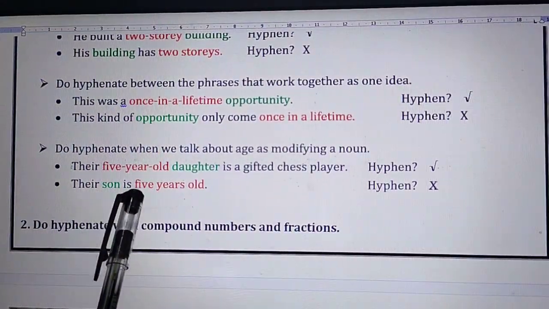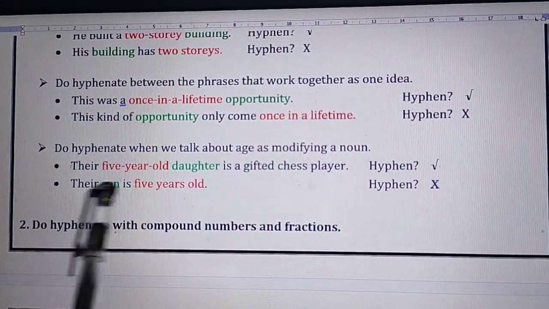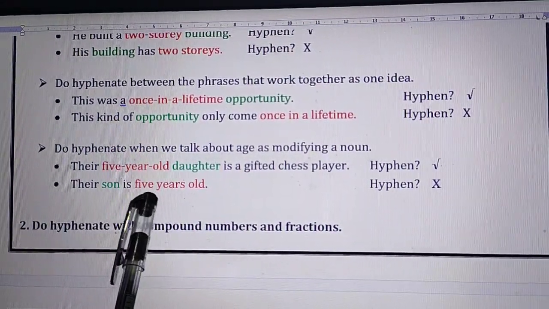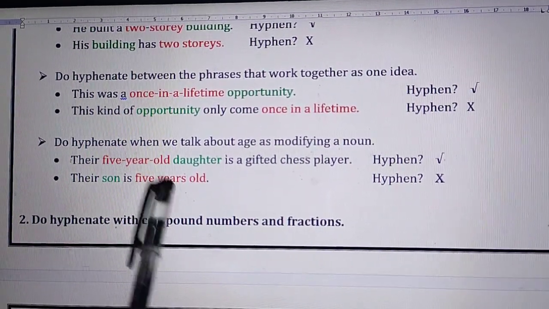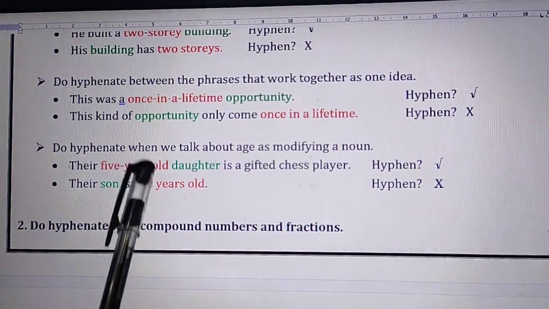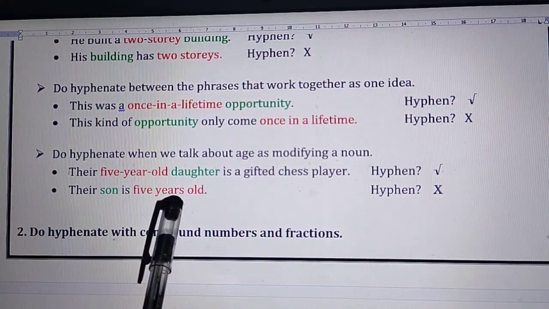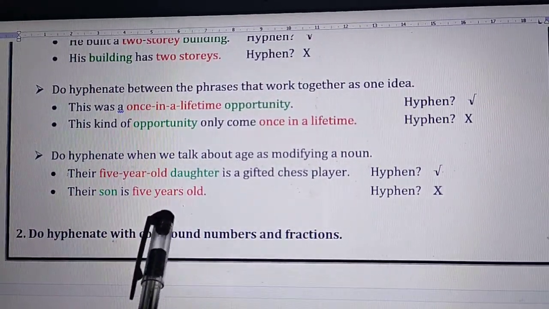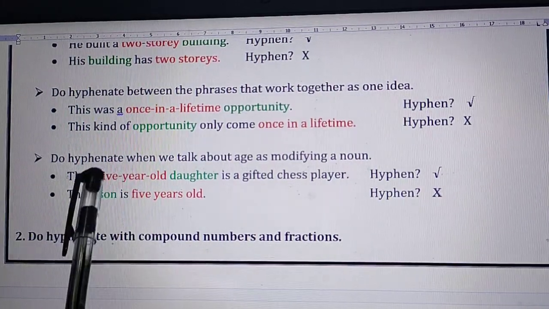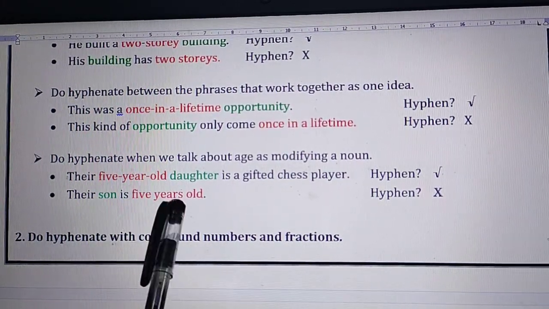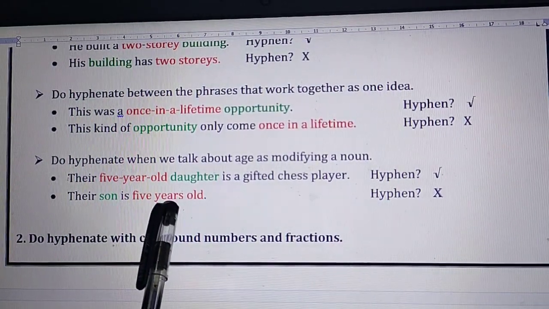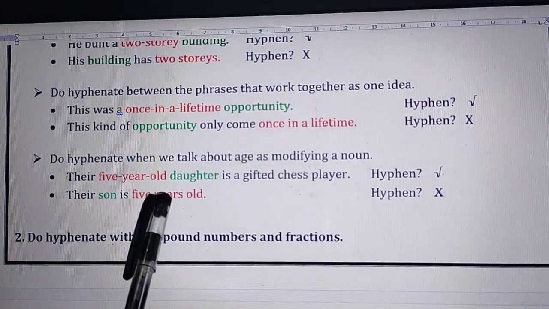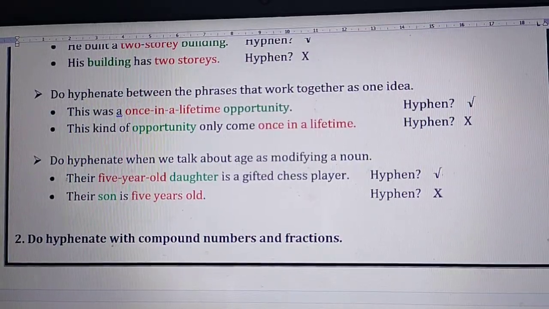Here the noun is son, and "5 years old" is placed after the son. So here the hyphens are omitted, and you can see that here year is in singular form and here years is in plural form. So when hyphens are used, age will be in the singular form, and when hyphens are not used, age will be in the plural form. That's what you have to understand.